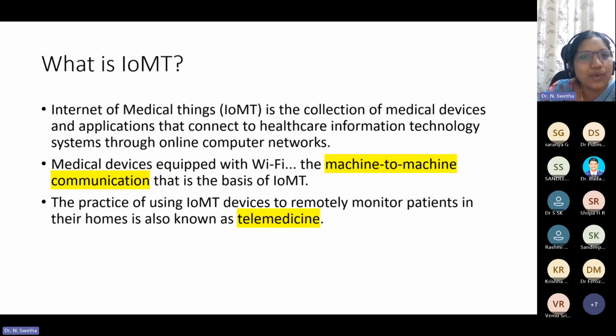So I think you already know what IoMT is. You can just see this definition. I think you learned about medical devices in healthcare. Whenever you visit a doctor, they check your vitals. Vitals means checking the blood pressure, checking the heart rate. All those things are called vitals in medical technology.